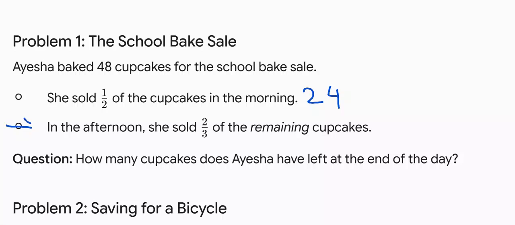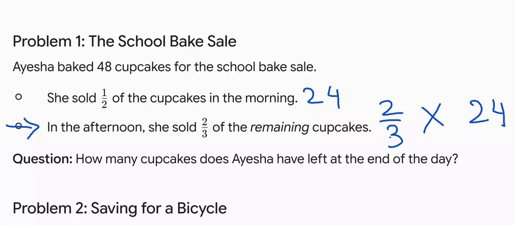Okay, second thing: in the afternoon, she sold 2/3 of the remaining cupcakes. Half were sold, so half were left. 24 were sold and 24 were left. She sold 2 by 3, so I will write 2 by 3 like this. "2 by 3 of" is always changed into multiplication. 2 by 3 multiplied by 24.